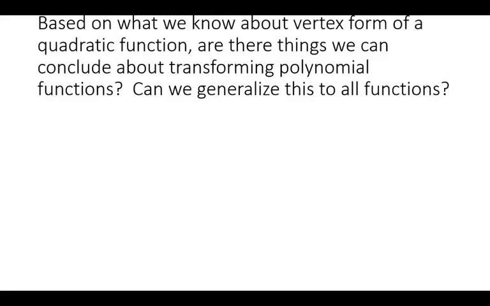Based on what we know about vertex form of a quadratic function, are there things we can conclude about transforming polynomial functions? And can we generalize this for all functions? That's the question you should be asking yourself. So, what was vertex form and what did it tell us? You need to remember that, right? So vertex form was f of x equals a times (x minus h) squared plus k. Okay? So what did we get here? Well, what information did we get out of this? Well, what did a tell us?